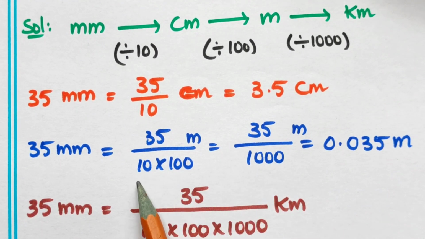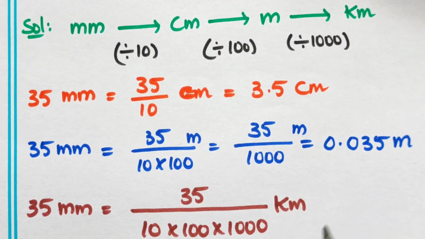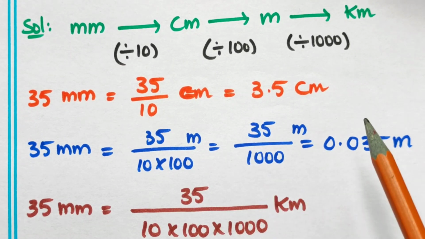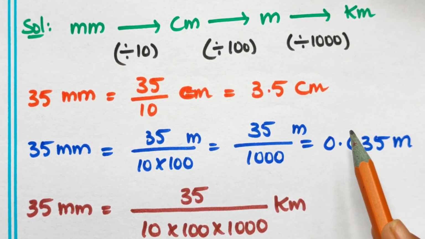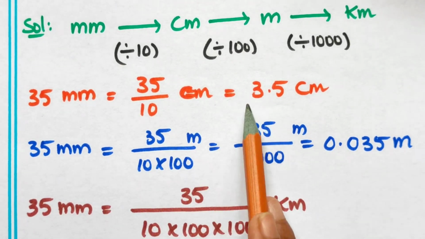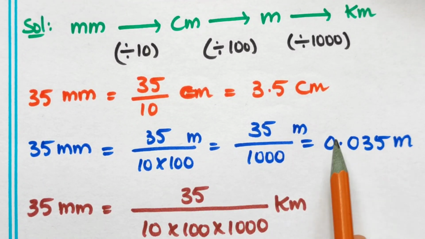35 by 10 times 100 is 1000. So 35 by 1000 meter is equal to... By converting this fraction, that is 35 by 1000, into decimal, we get 0.035 meters. So 35 millimeter is equal to 3.5 centimeter and 35 millimeter is equal to 0.035 meter.